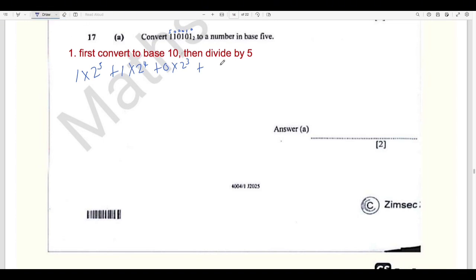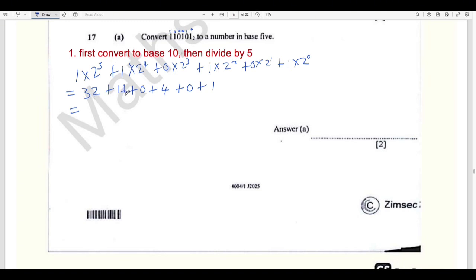plus 0 times 2 to the power 1 plus 1 times 2 to the power 0. Okay, so make sure that you write the numbers correctly so that you avoid making errors, because once you make an error in this expansion, the next thing that's going to happen is you're going to make an error in the number in base 10, and automatically it's an error carried forward. So here 2 to the power 5 is equal to 32, then 2 to the power 4 is equal to 16, 0 times 2 to the power 3 is 0, 2 to the power 2 is 4, 0 times 2 to the power 1 is 0, and 2 to the power 0 times 1 is 1.